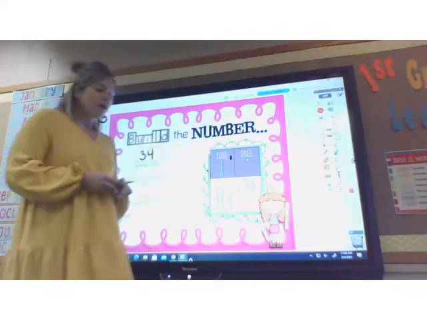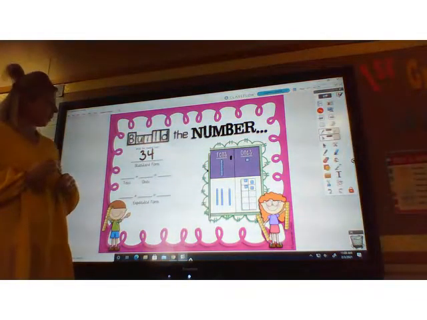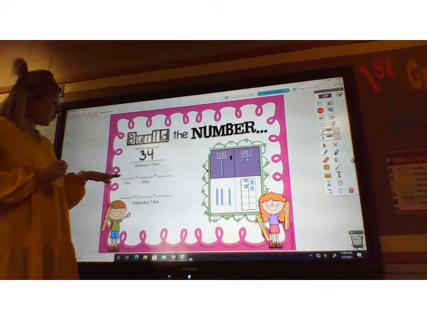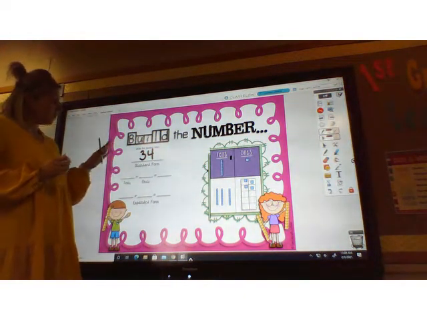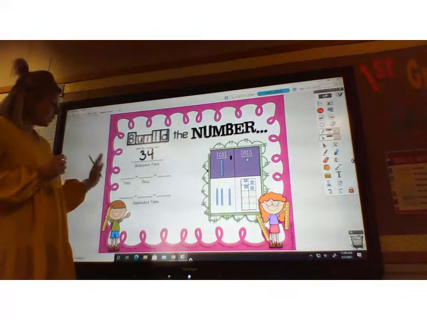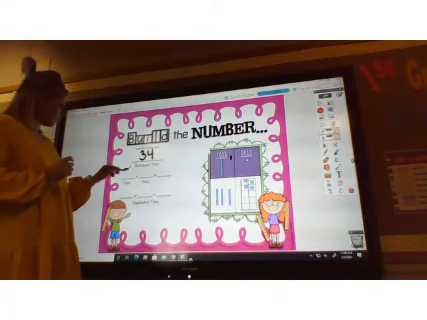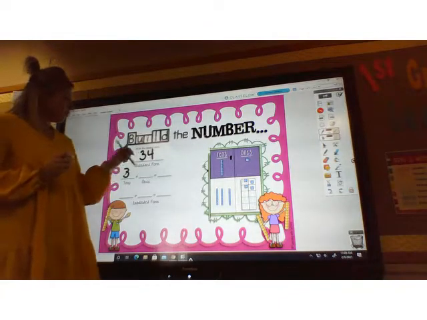Okay, what we also are working with the kids on is writing, when they see tens and ones, how many 10 sticks are there? There are 3 10 sticks and there are 4 ones.